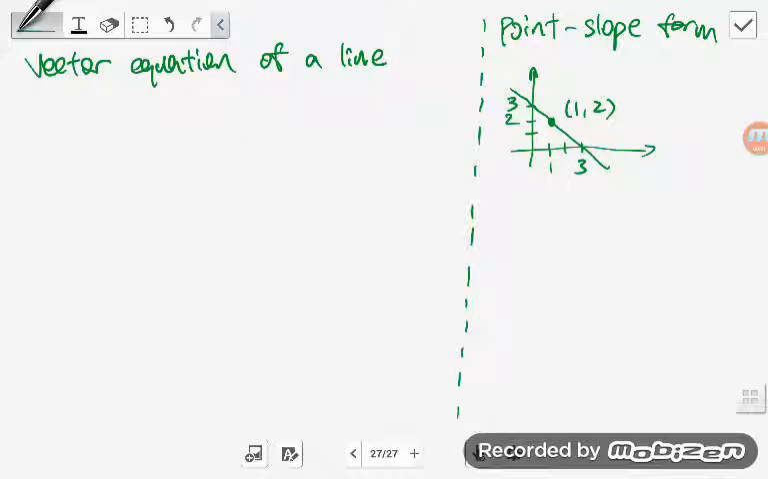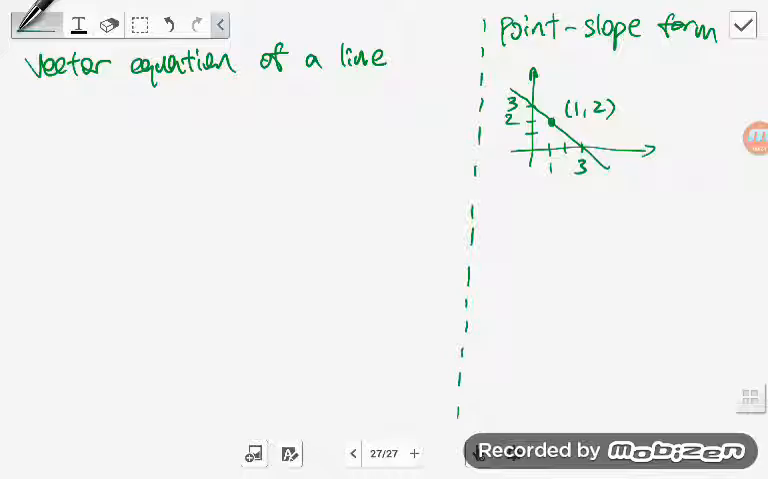Hi, in this video I'm going to cover the last section of the vector chapter. It is called the vector equation of a line. This section is probably the most challenging part of the chapter.